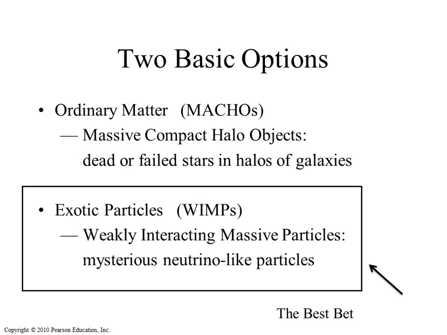MACHO stands for massive, compact halo objects. Compact because they're probably all squished down; a brown dwarf would be pretty dense. And halo objects because most of the dark matter around a galaxy is found in the halo region. But the LHC, the Large Hadron Collider that we saw a minute ago, and the Higgs boson would be along the idea of a WIMP. WIMP stands for weakly interacting massive particles.